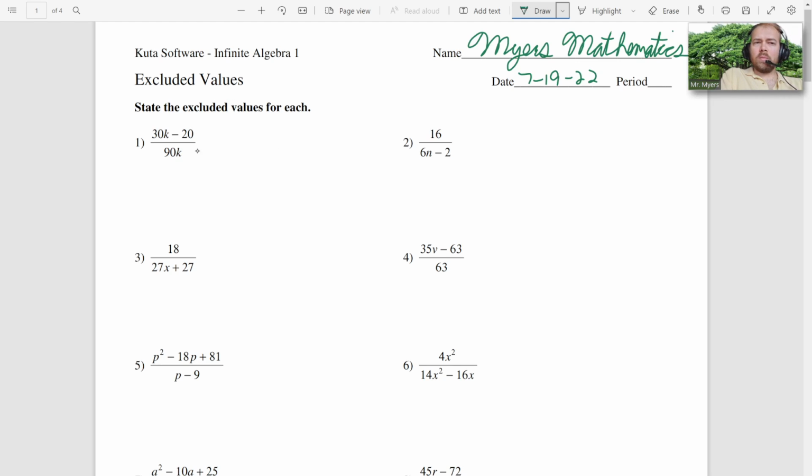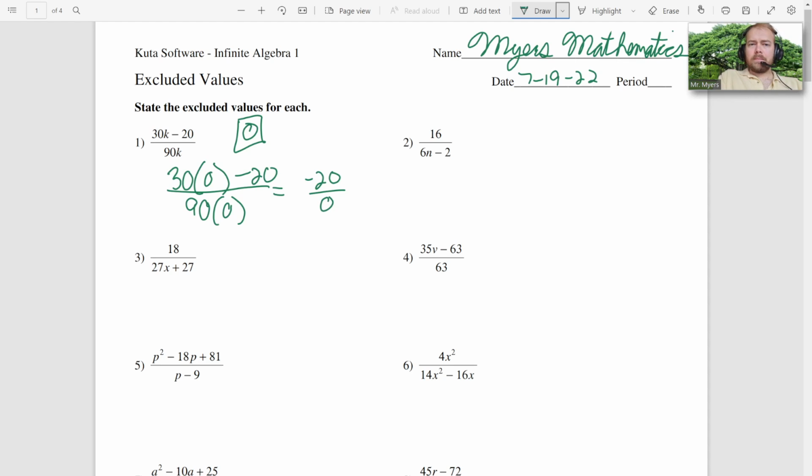So I can show you what that looks like when you plug it in, right? The excluded value for this one is 0. And of course, I'll show you how to get that number in a second on number 2. But on this one, let's just plug it in and see why that's a problem if I plug in 0. So if I plug in 0, I get 30 times 0 minus 20 over 90 times 0. Okay, 30 times 0 is 0, minus 20. 0 minus 20 is negative 20. 90 times 0 is 0. Okay, so negative 20 divided by 0.